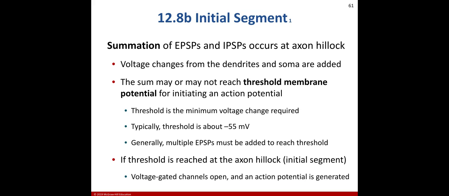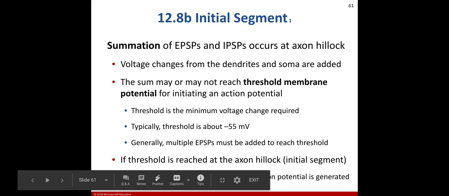And we do that at the axon hillock, the part where we're getting from the cell body to the axon, that little triangle area. Voltage changes from the dendrites and soma are added. The sum may or may not reach the threshold to initiate action. The threshold is the minimum voltage required to make that change, to open those channels, to propagate that signal. Typically, we say the threshold is negative 55 millivolts. That is a number you can remember, but generally, it's negative 55.